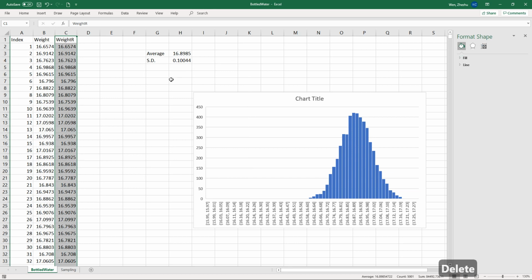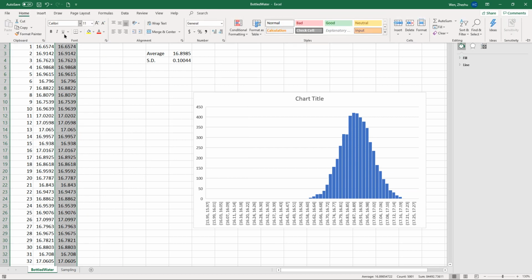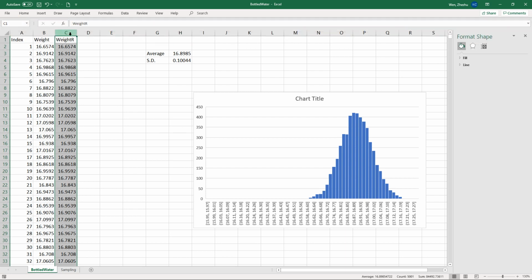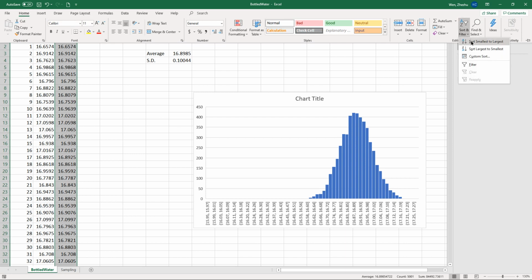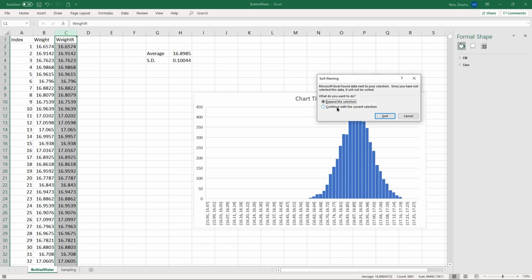You don't need to keep the box plot. Let's find out the smallest value here. So what I would do, after highlighting this, is go to Home and sort it from smallest to largest. Make sure you're only highlighting column C, not anything else. Do it again. Continue with the current selection. I'm not going to expand the selection to sort everything else. Let's just sort column C.